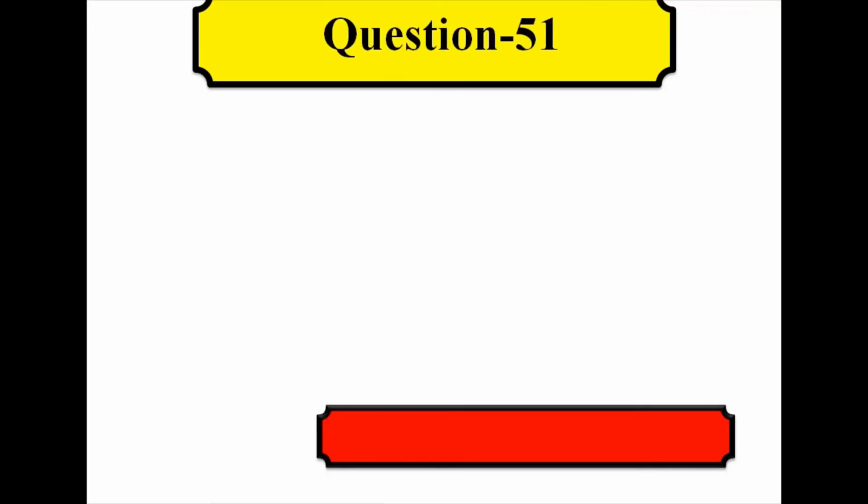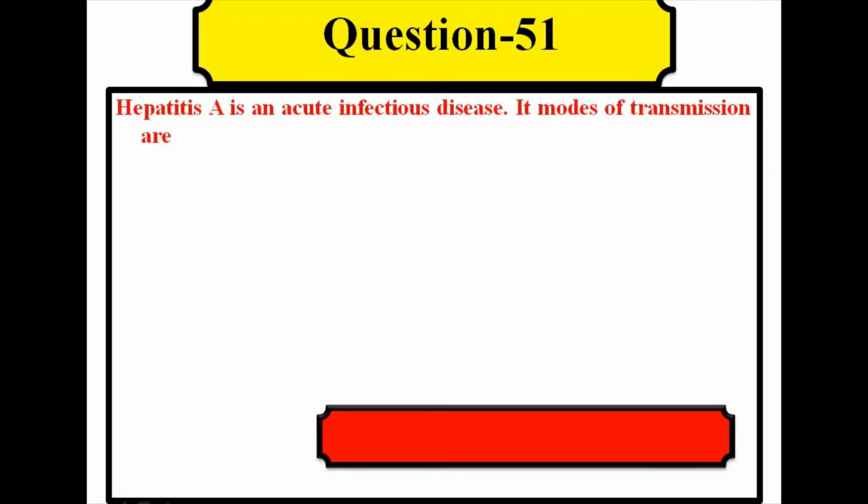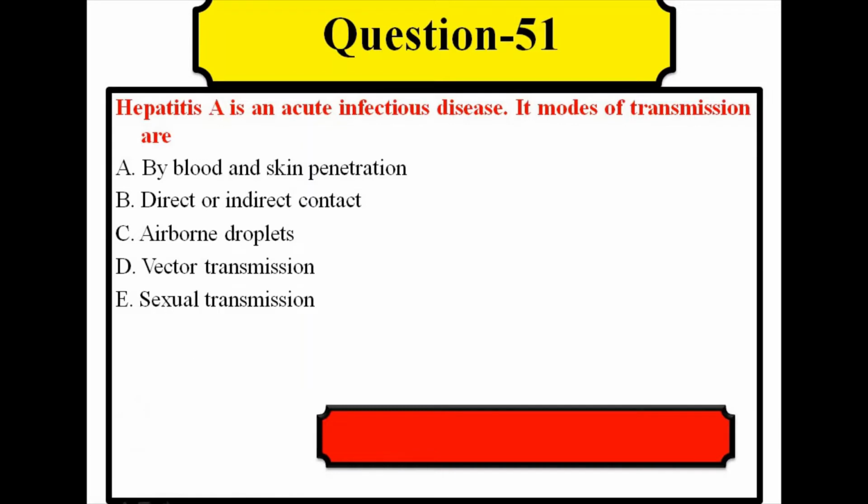Question 51. Hepatitis A is an acute infectious disease. Its modes of transmission are: A. By blood and skin penetration. B. Direct or indirect contact. C. Airborne droplets. D. Vector transmission. E. Sexual transmission. Choose the correct answer from the options given below.